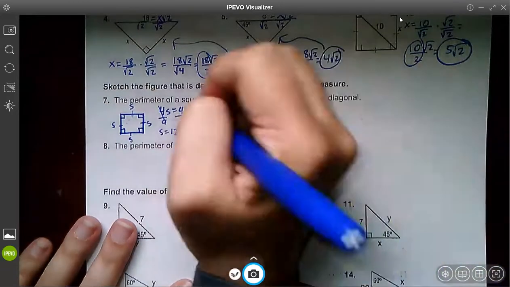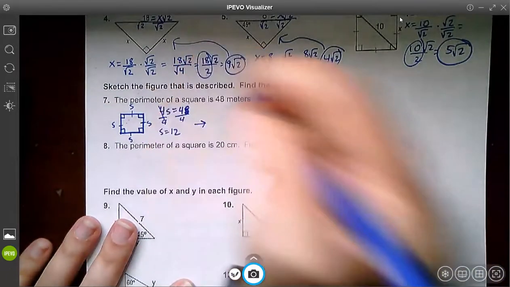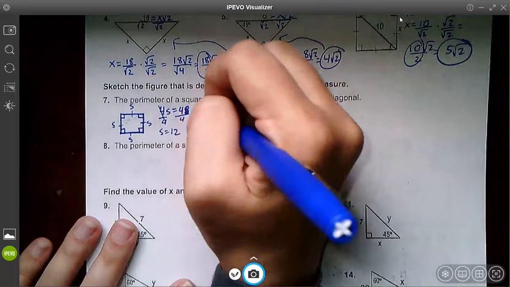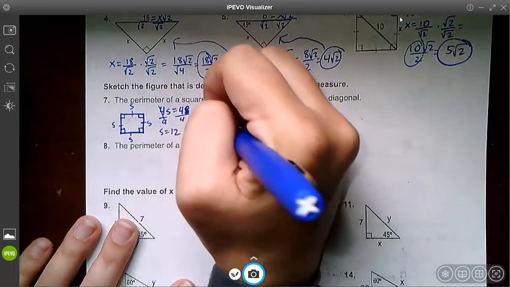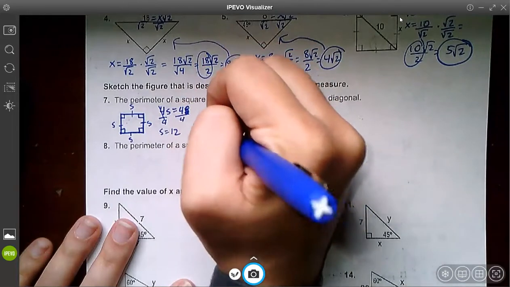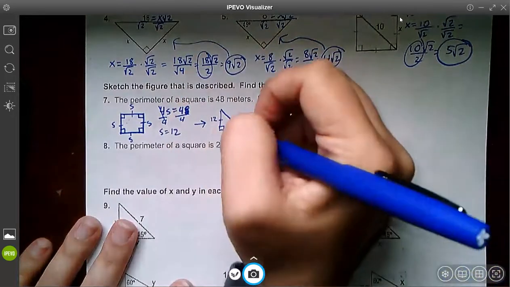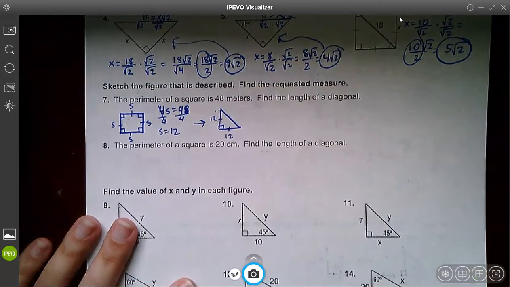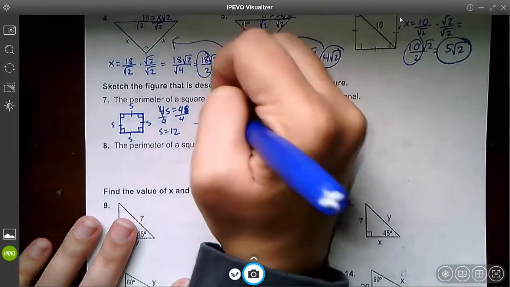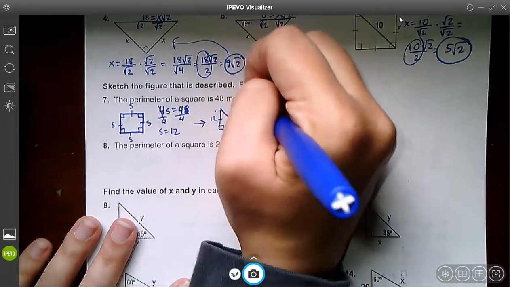We want to find the length of the diagonal, so that derives this triangle here. This is a right triangle. These are congruent. We have 12 and 12. That makes these angles 45 each. So what is the length of the diagonal? Of 45, 45, 90, you take your side, multiply it by the square root of 2. So my diagonal is going to be 12 root 2.